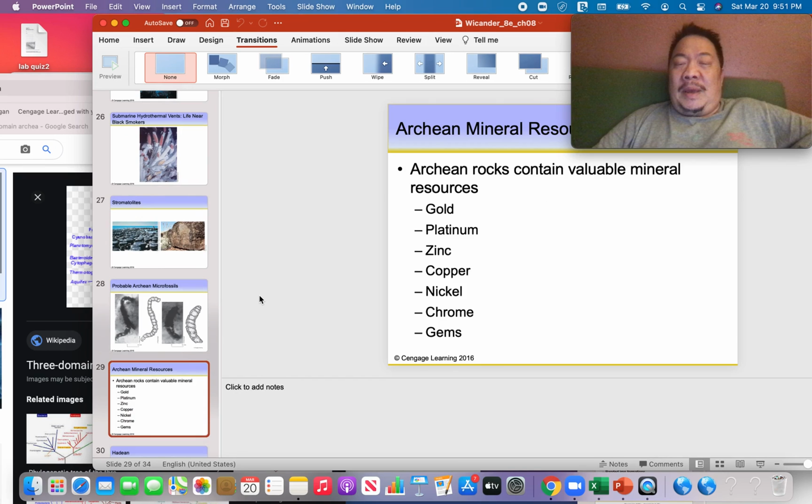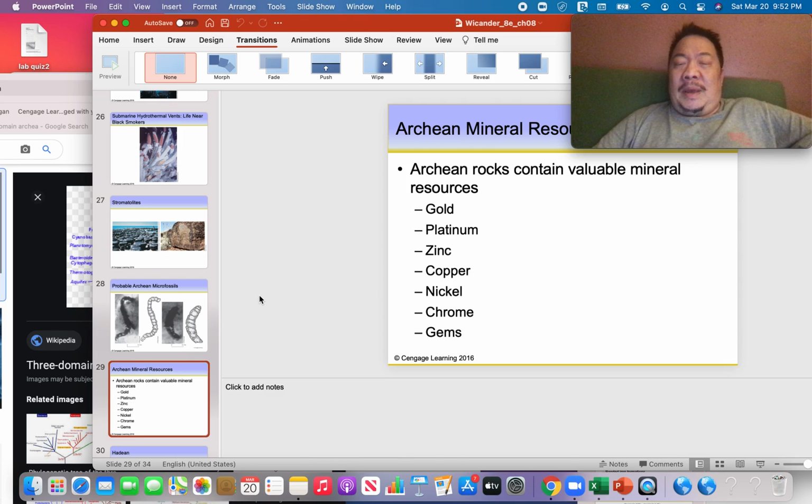Archean rocks contain valuable mineral resources: gold, platinum, zinc, copper, nickel, chrome, gemstones. Remember, the Earth used to be a lot hotter during the Archean, producing hot fluids, which we call hydrothermal fluids. Hydrothermal fluids concentrate precious metals: gold, silver, zinc, copper, chrome, etc. And hot fluids, or geothermal fluids, also produce gemstones: rubies, emeralds, sapphires.